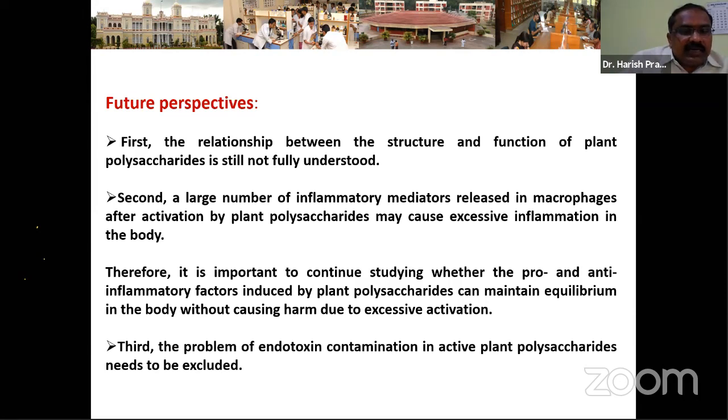So third, and the last one, is that unlike microbial polysaccharides, plant polysaccharide is very safe. But still, whenever there is a purification, we have to be very careful before going for immunomodulatory activity, to check whether there is any endotoxin contamination in the plant polysaccharide which has been isolated and elucidated for further studies.